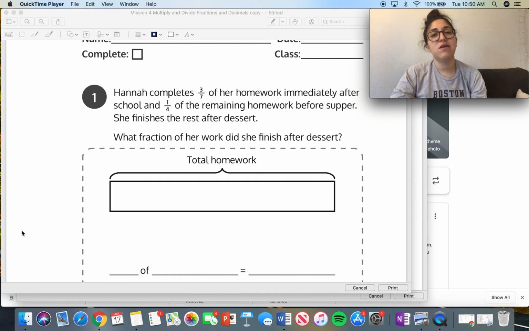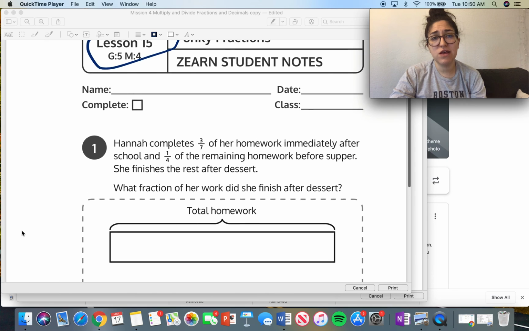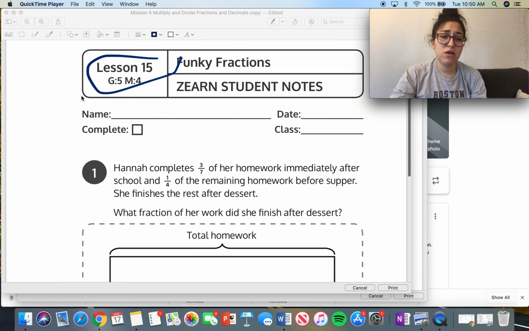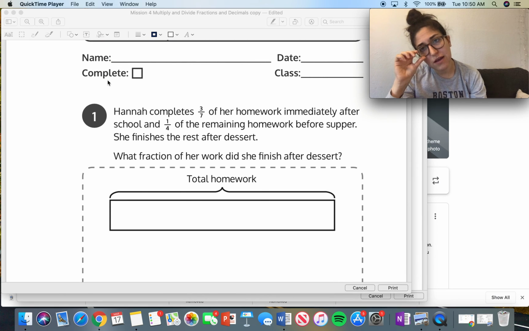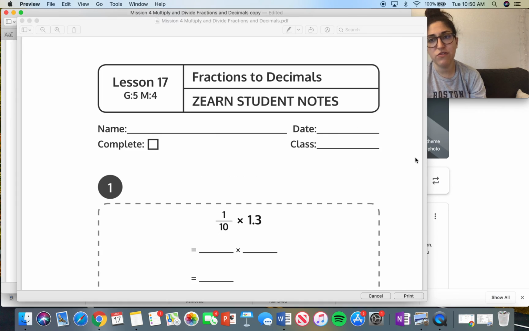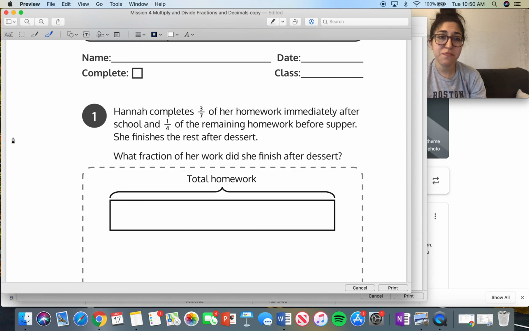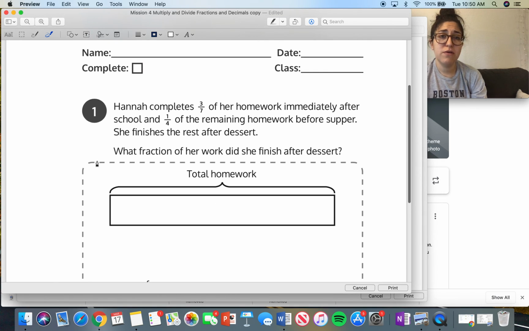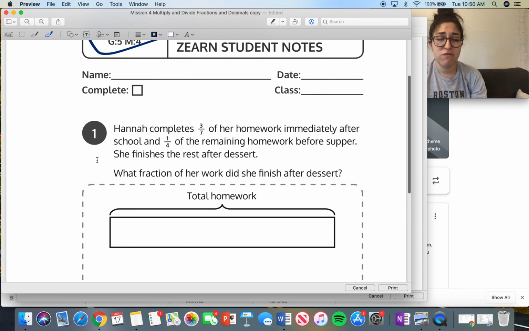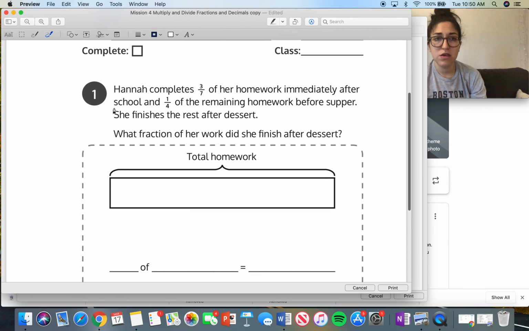I figured that today we could start with a little bit of math. I'm actually going to be doing two math recordings today. The first one I will be working on is lesson 15 in your Zern packet, and the next one I'll be working on is lesson 17. So I'm going to start with the application problem for lesson 15, and I'm going to read this out loud.